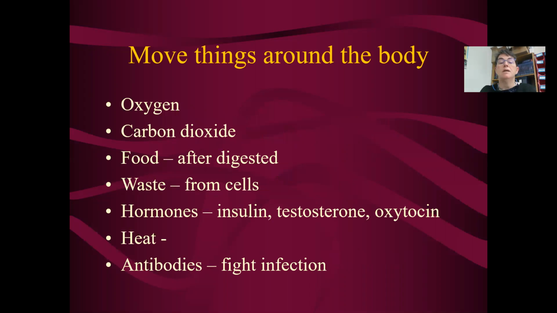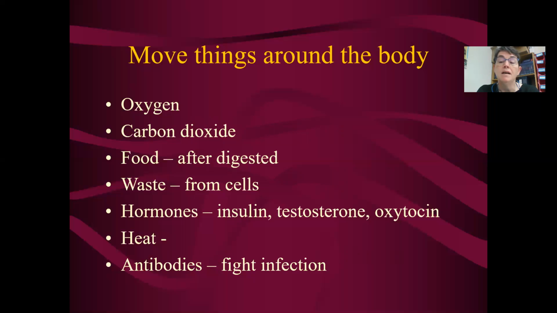All right, the main job of the circulatory system is to move things around the body. It's as simple as that. So it moves oxygen to our cells. It comes in through your lungs, and then it goes into your blood, and the blood moves it around the body to each of your individual cells. It's important because we need that oxygen to burn the sugar that we use as energy.